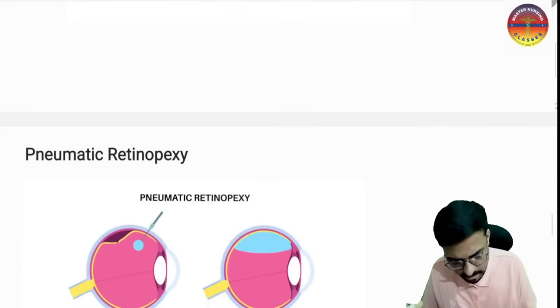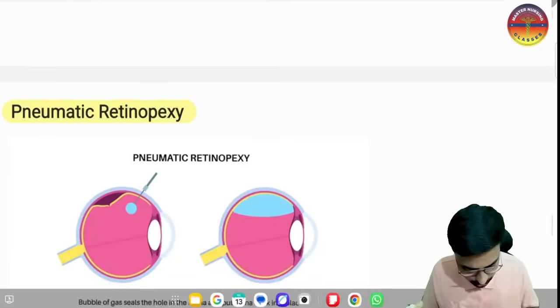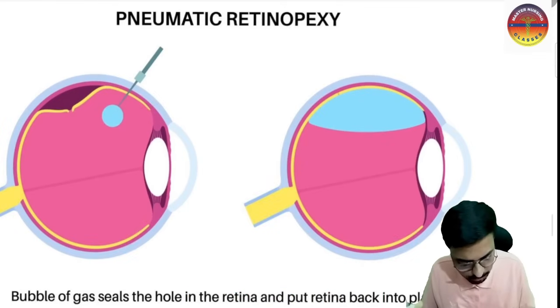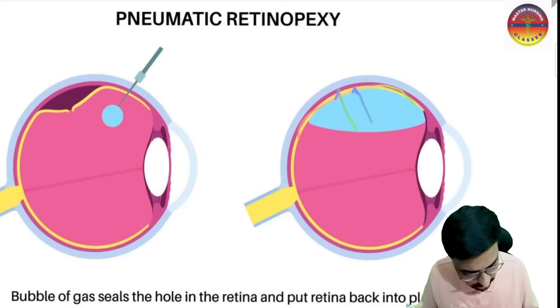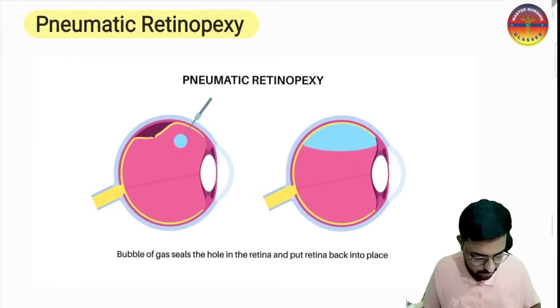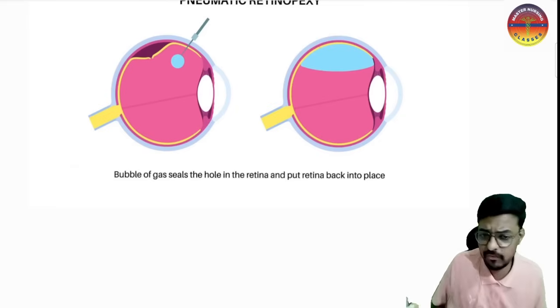Okay, and we have pneumatic retinopexy. That is, we are pushing a gas bubble inside the eyeball. This gas bubble creates pressure over the retina, and the retina goes back and attaches to the choroid layer. So this is what we call pneumatic retinopexy. The gas bubble is helpful for the reattachment.